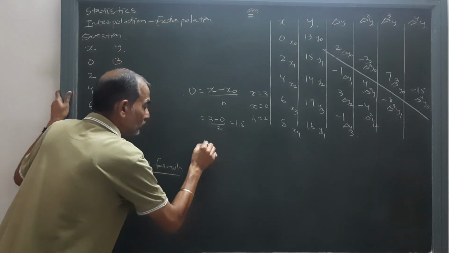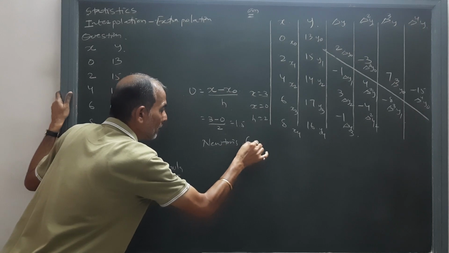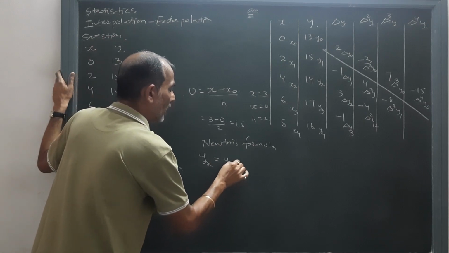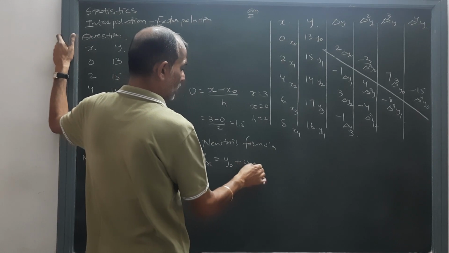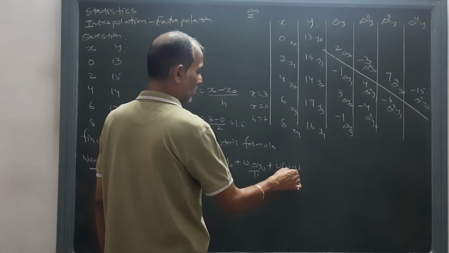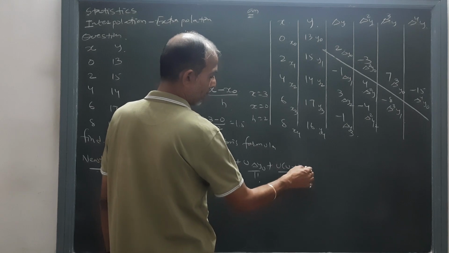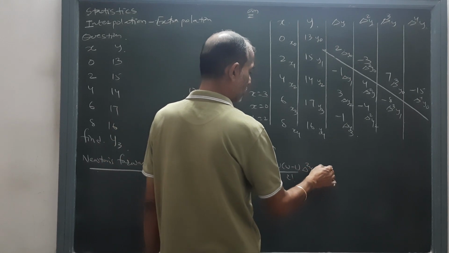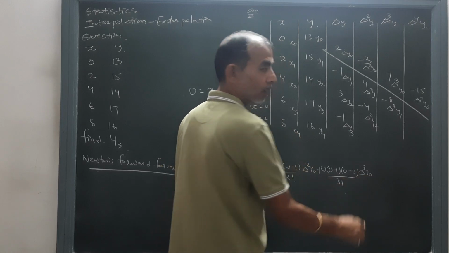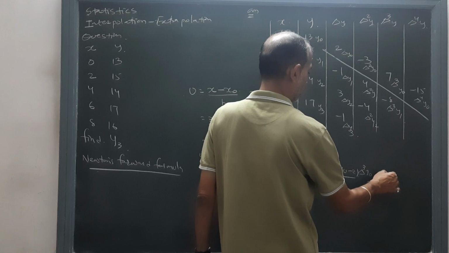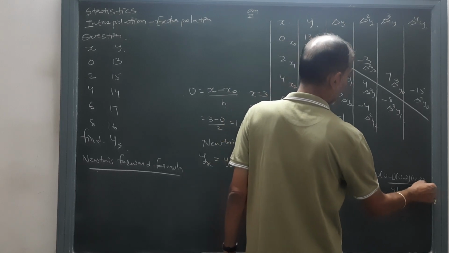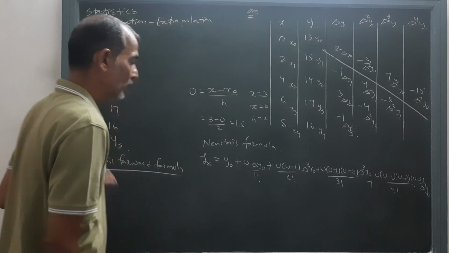Now Newton's formula: yx is equal to y0 plus u delta y0 upon 1 factorial, plus u into u minus 1 upon 2 factorial into delta square y0, plus u into u minus 1 into u minus 2 upon 3 factorial into delta cubed y0, plus u into u minus 1 into u minus 2 into u minus 3 upon 4 factorial into delta raised to 4 y0.